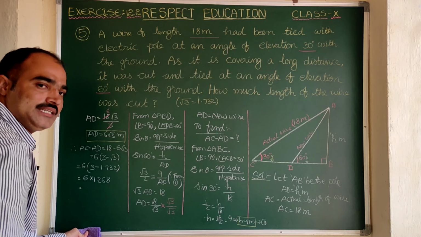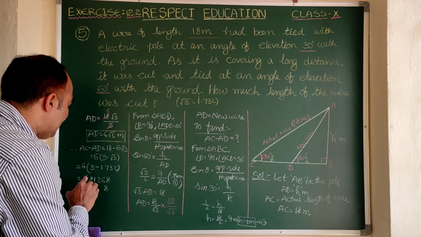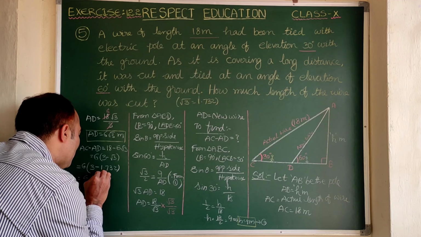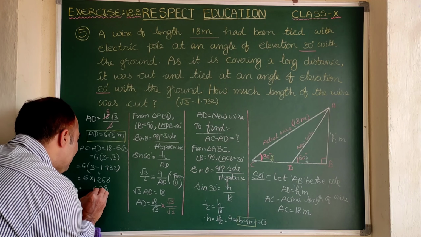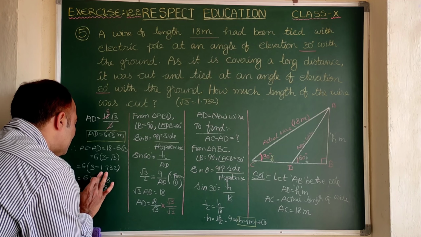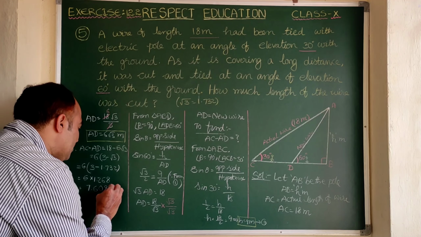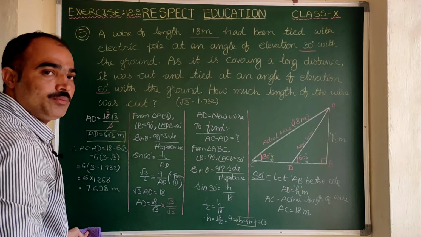On multiplication, 6 8s are 48. 8, 4 is borrowing. 6 3s are 36 plus 4 is 40. 0, 4 is borrowing. 6 2s are 12. 12 plus 4 is 16. 1 is borrowing. 6 1s are 6 plus 1 is 7. So here it is 7.608 meters.